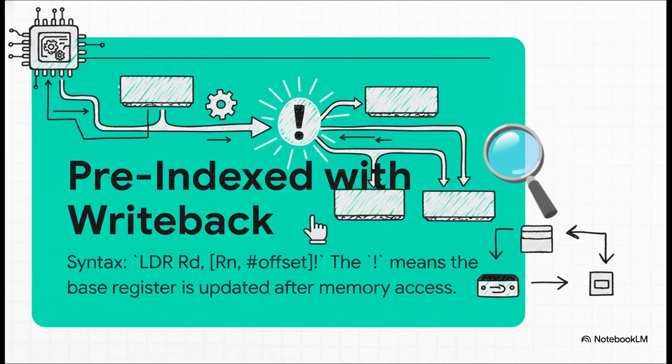Now, I want you to look closely at the syntax here. See that tiny exclamation mark at the end? That little symbol is everything. It's a powerful command that basically tells the processor, hey, first, figure out the address I need by taking the base and adding this little offset. Go grab the data, and here's the important part. Once you've got it, update my original base address to this new spot you just calculated.